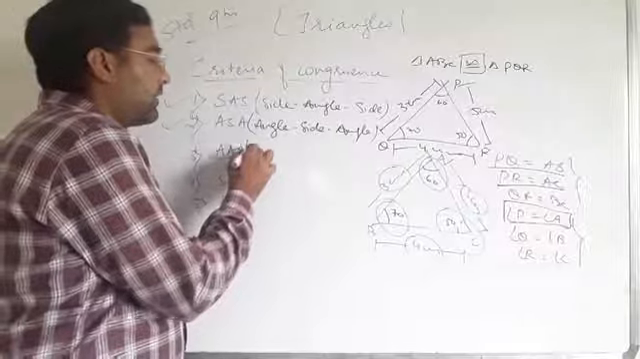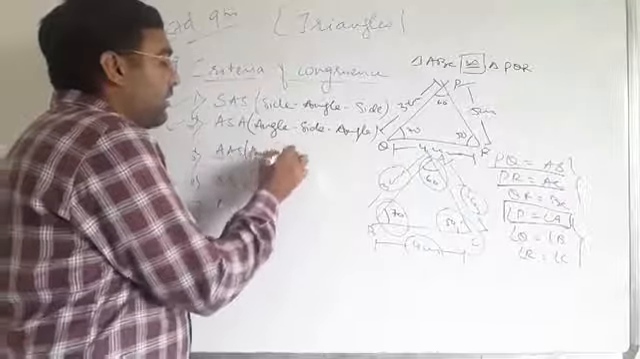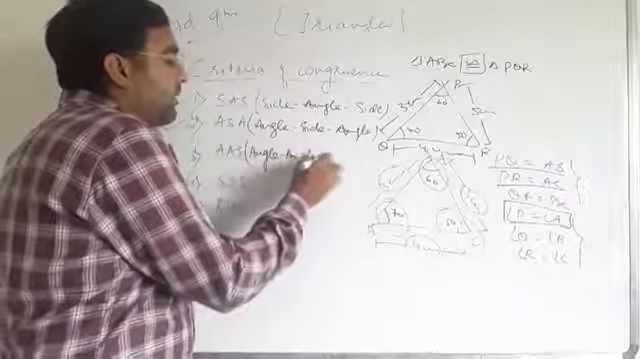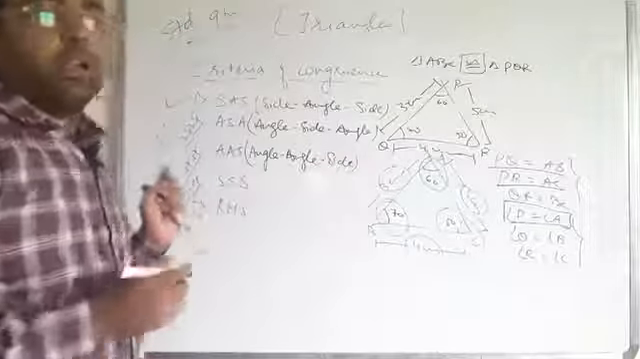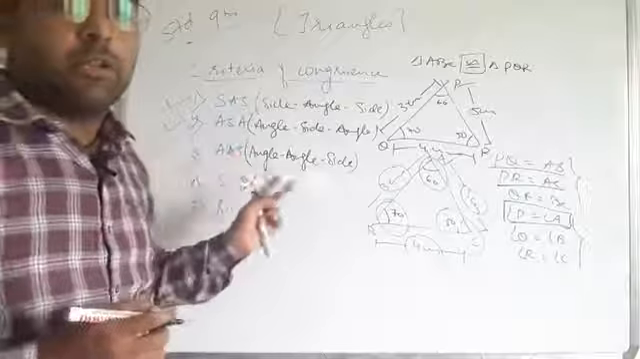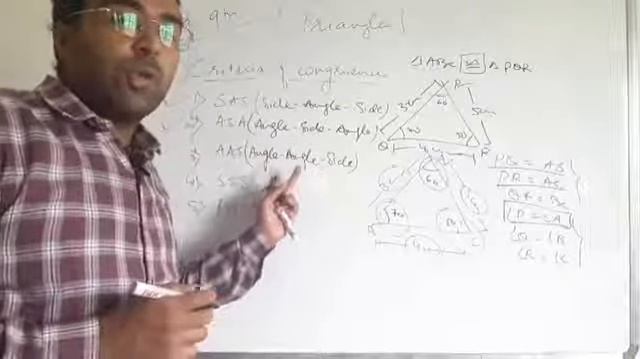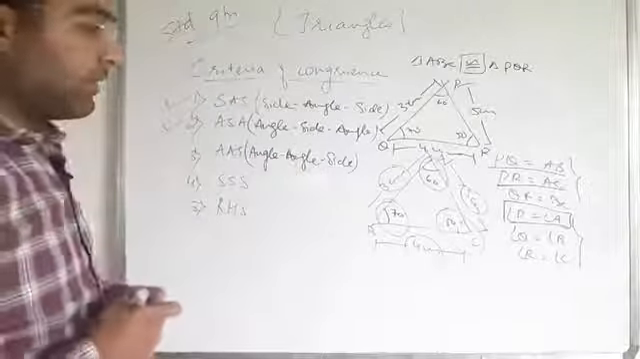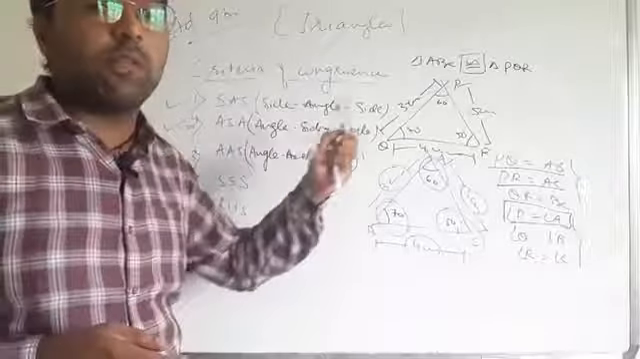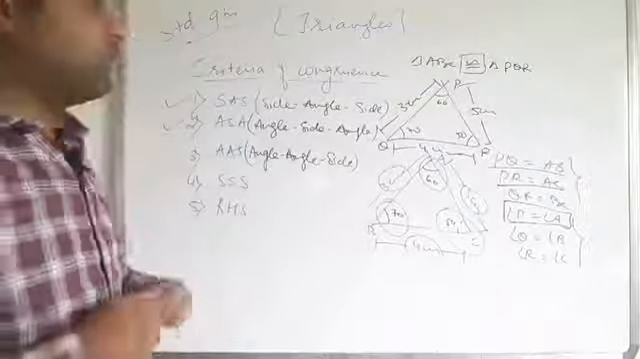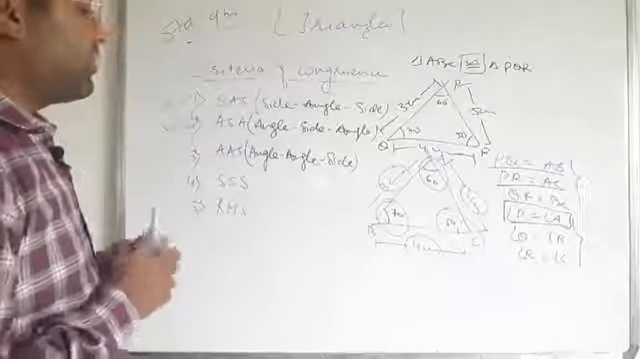Third one is angle angle side. Here is another case where two angles and one side are equal. Here also two angles and one side are equal, then we also say that both of the triangles are congruent.